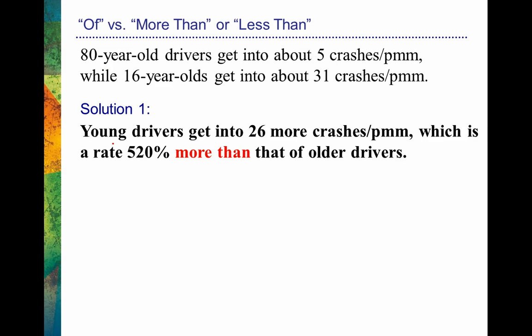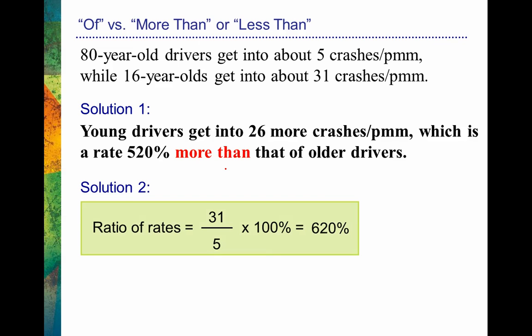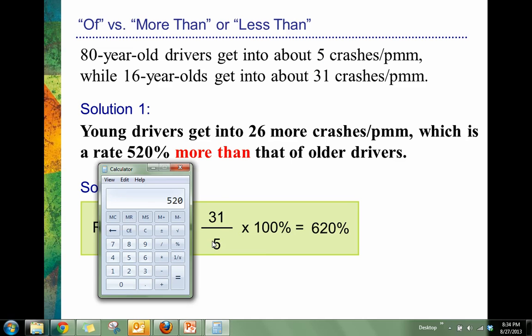So our first way of looking at it was that young drivers get into 26 more crashes per million miles, which is a rate 520% more than that of the older drivers. All right, well, we can look at this another way, as a ratio of those crash rates. For the 16-year-olds, the crash rate is 31 crashes per million miles, and we look at that over our reference point, the crash rate for the older drivers, 5. Now when we work that out, we have 31 divided by 5 equals 6.2.